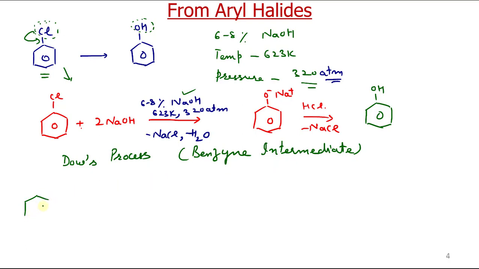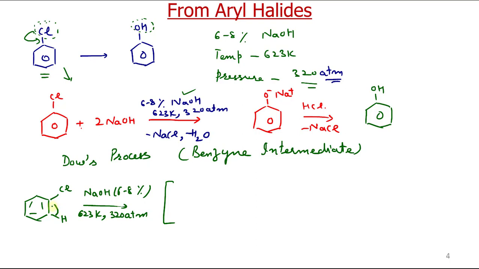Suppose we have this chlorobenzene, which you have already done in your lower classes also. Now if we add 6 to 8% NaOH at 623 Kelvin and 320 atmosphere, first we get benzyne. So what is benzyne? This H goes here, Cl is removed, so we get benzyne, and benzyne is something like this. These are highly reactive reaction intermediates.